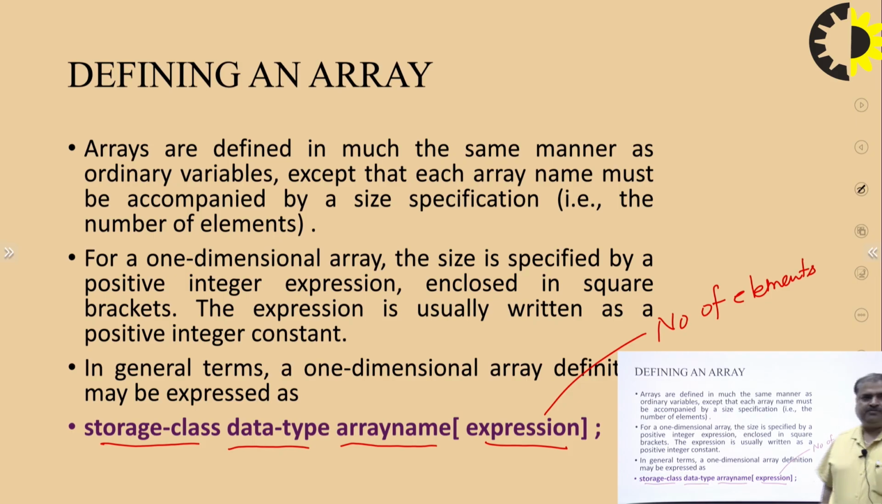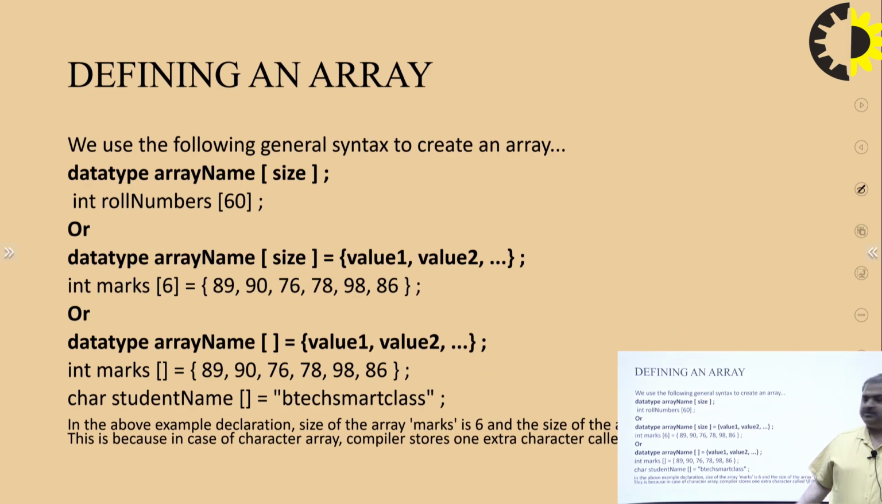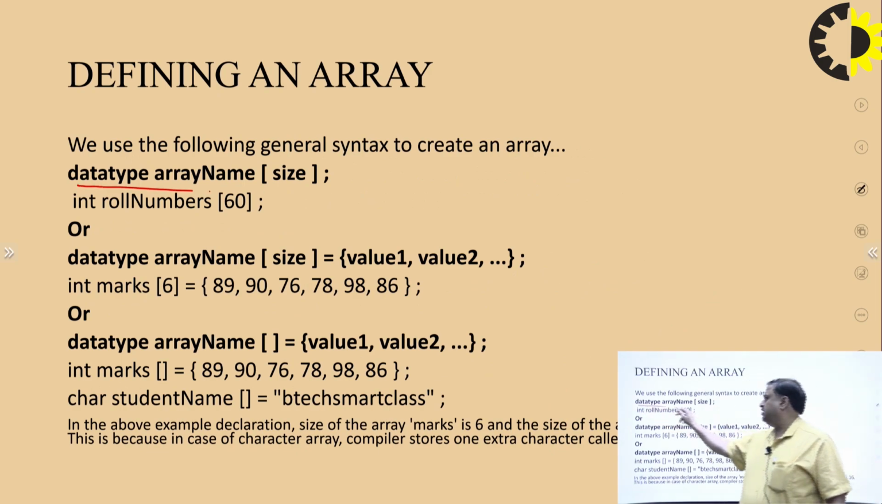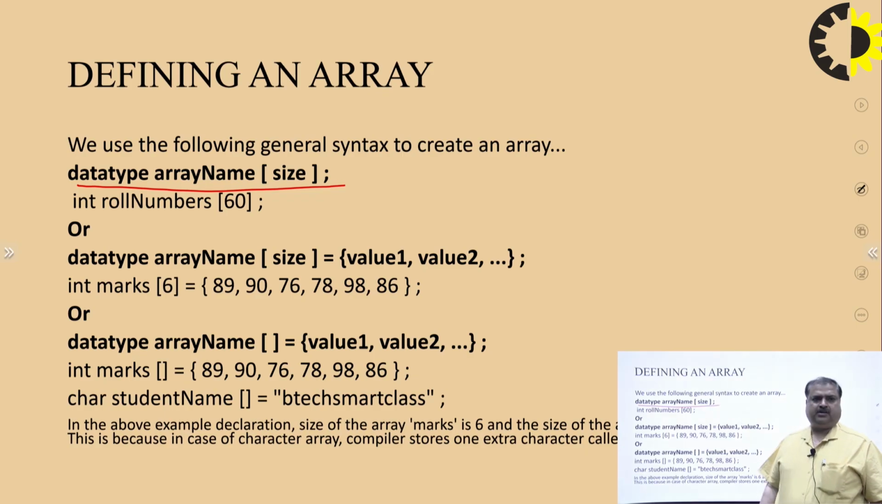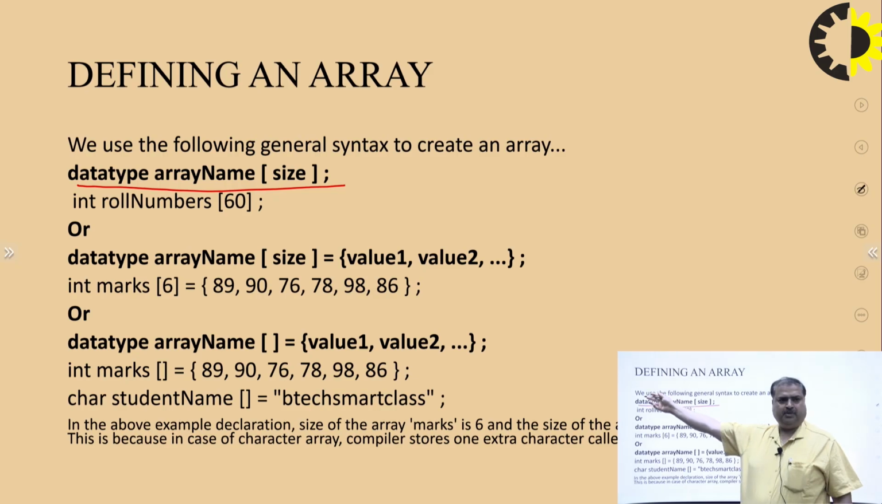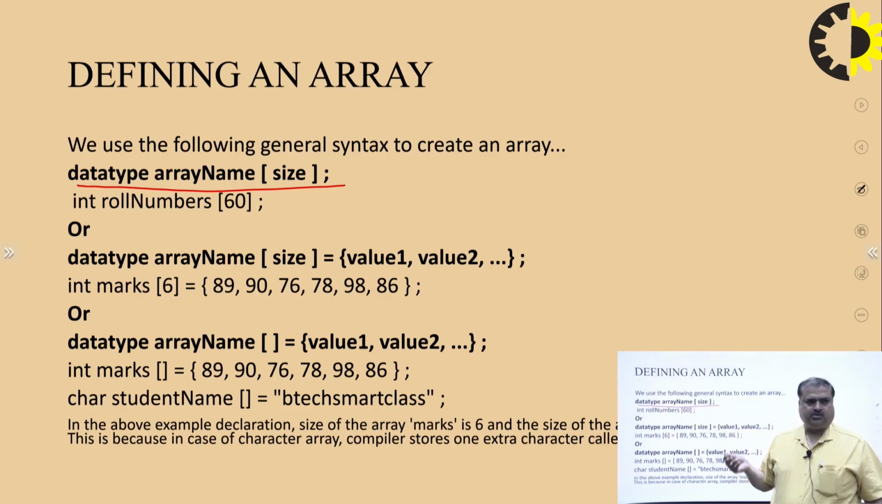It is going to define the number of elements in an array. So, let us see how it can be used. Here, a simple form of defining an array is data type, array name, size. We have omitted the storage class, so that will become auto storage class.